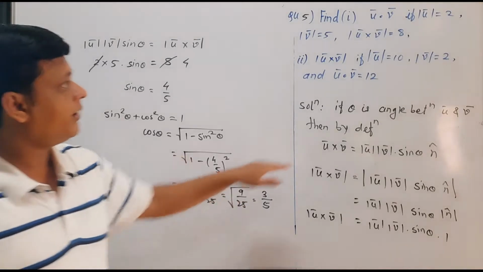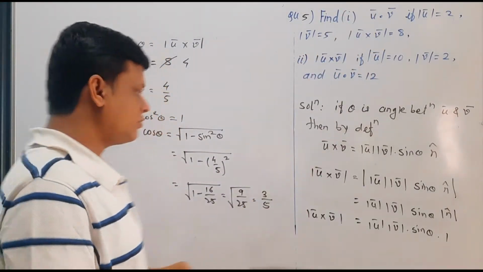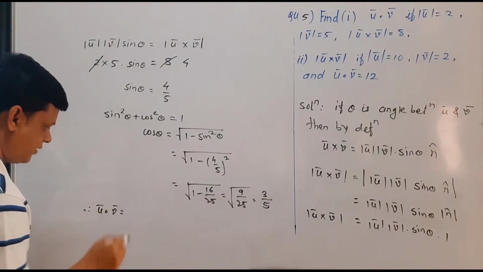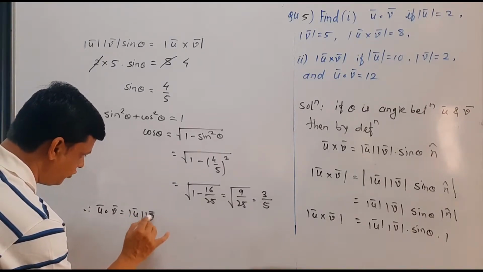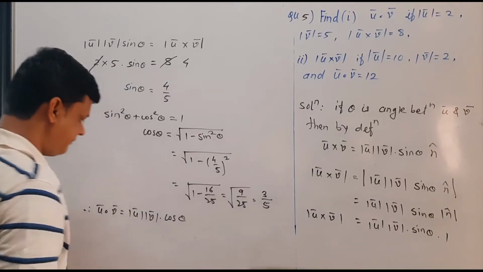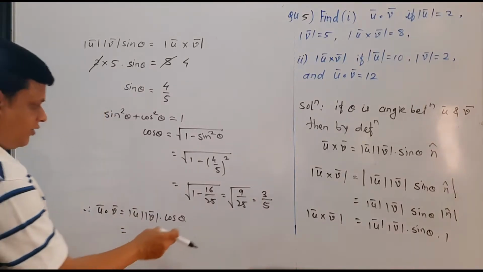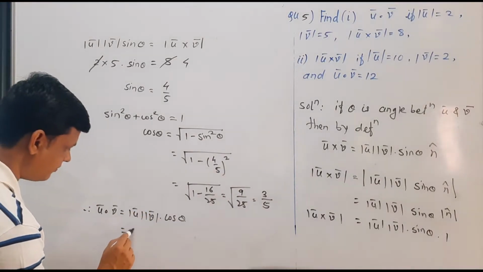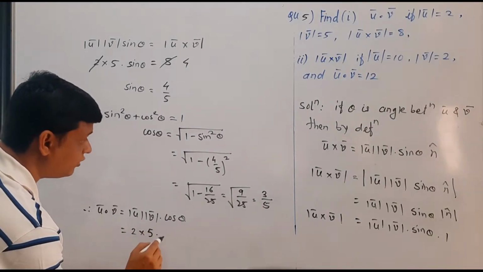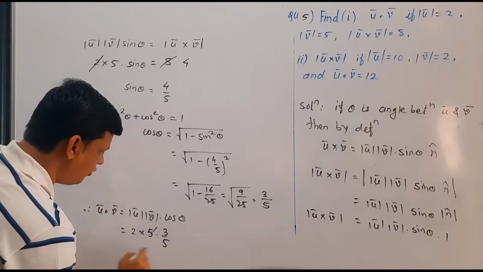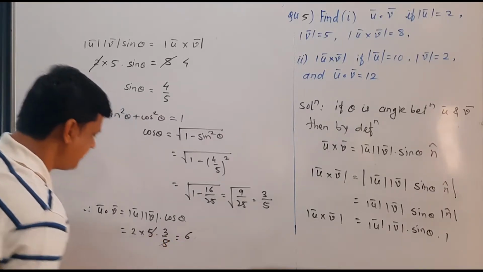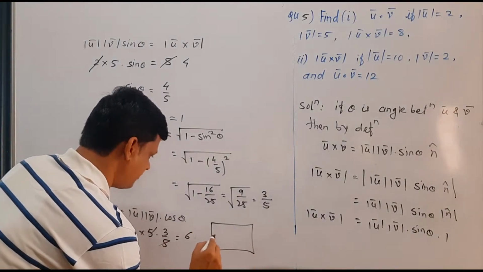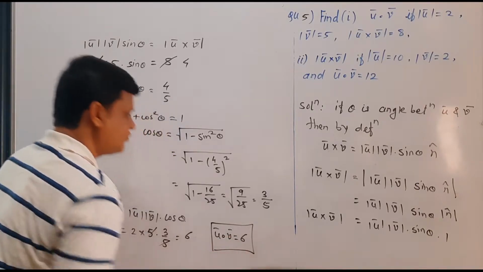Now we know the definition of scalar product, that is dot product. So we write the definition of dot product. Therefore u bar dot v bar equals magnitude of u bar into magnitude of v bar into cos theta. Substituting cos theta as 3 by 5, magnitude of u bar is 2, magnitude of v bar is 5, into 3 by 5. This 5 gets cancelled, we get 2 threes are 6. So u bar dot v bar equals 6 is the required solution.